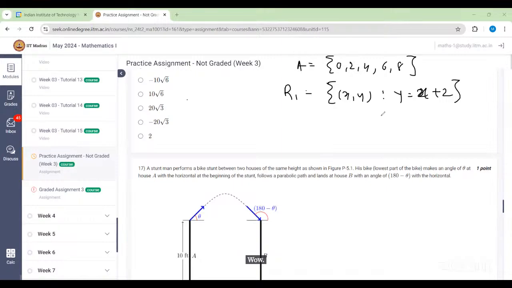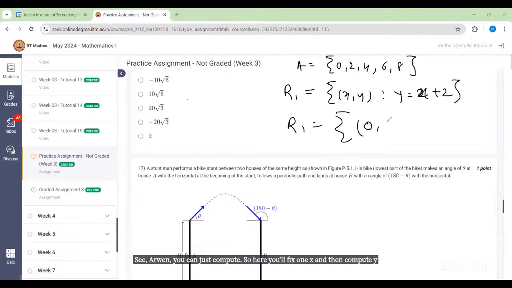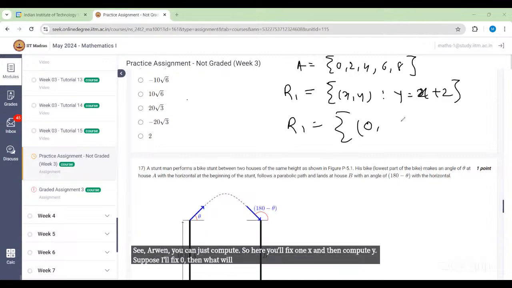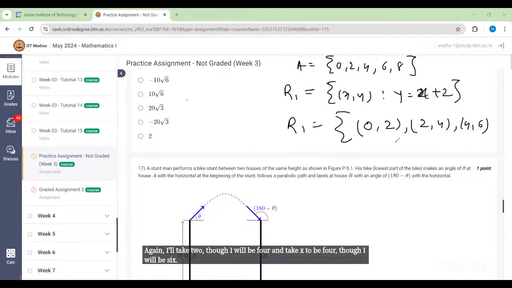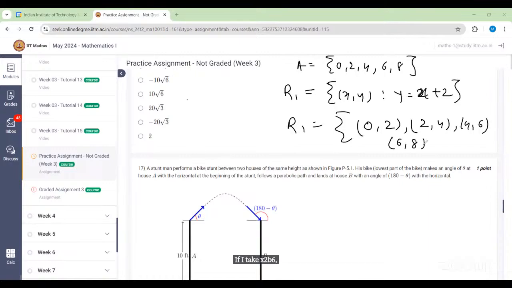So what's your doubt in this? What relation will fit for this? My R1, you can just compute. Here you fix one x and then compute y. Suppose I fix 0, then the corresponding y will be 0 plus 2, that is 2, and 2 is a member of A, so I put 2 here. Again, I take x to be 2, y will be 4. If x is 4, y will be 6. If x is 6, y will be 8. But if I take x to be 8, then y will be 10.